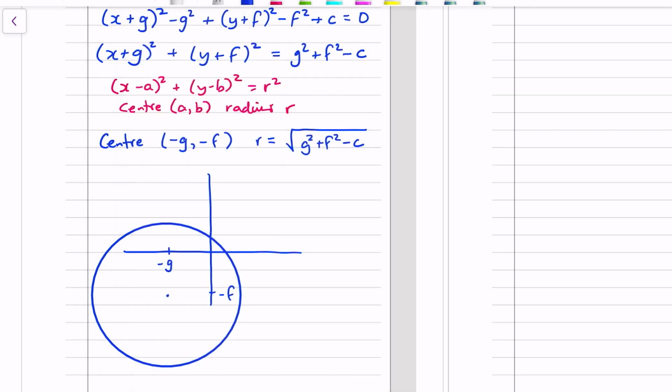Let's go, this radius here is the square root of g squared plus f squared minus c, and we're told there's some external point. So I don't know, let's make the external point somewhere over here. No, that's on the axis, I don't want to do that. Let's put it there. So this external point was given coordinates (p, q) in the question.